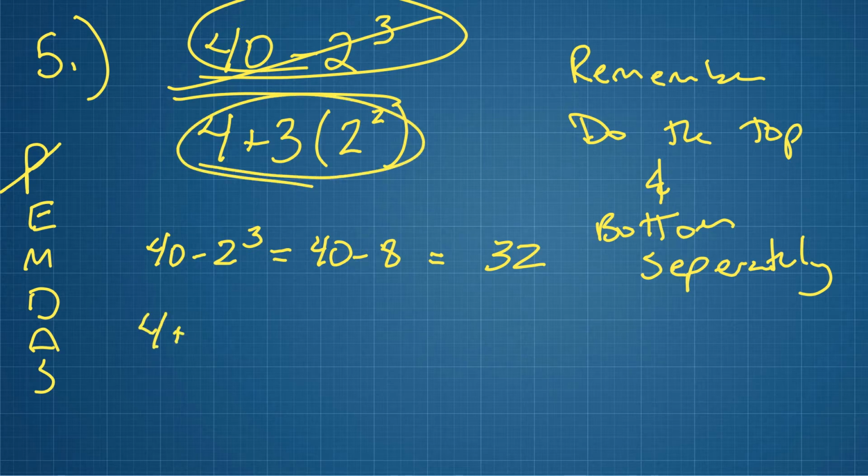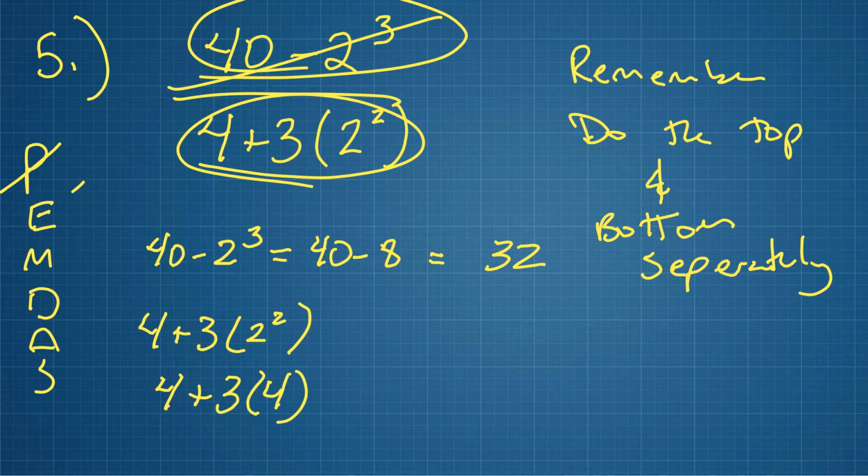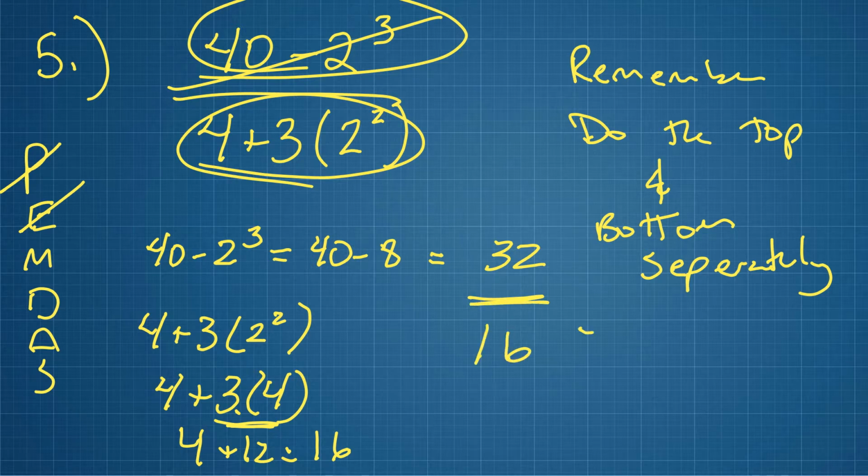So I have 4 plus 3 times 2 squared. Alright, inside the parentheses is 2 squared, and that's an exponent. So I do 2 times 2, which is 4. So I get 4 plus 3 times 4. Alright, there's no more exponents. I have to do the multiplication. I have to do 3 times 4 first. That's 4 plus 12, and that's 16. So I put 32 over 16. 32 over 16 is just 2. And that's your final answer.